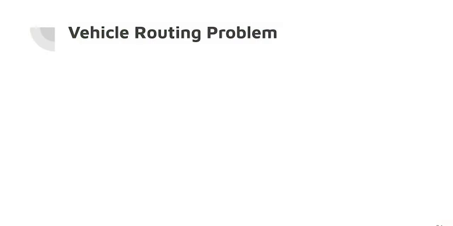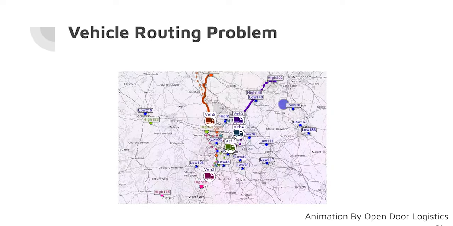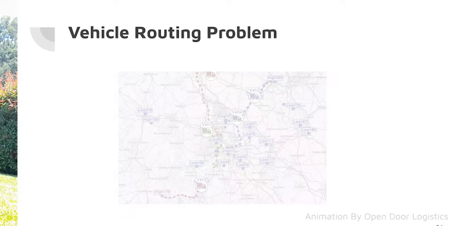These issues can be addressed in computer science as vehicle routing problems. The vehicle routing problem is a combinatorial NP-hard problem, so a lot of computational resources are wasted to only obtain approximate solutions to the problem. This problem consists of minimizing the cost of a fleet of vehicles delivering packages to a set of clients.